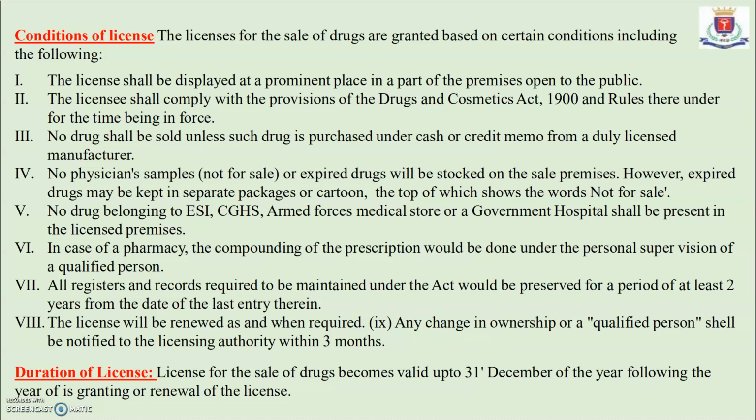First, the license shall be displayed at a prominent place in the part of the premises open to the public. The licensee shall comply with the provisions of the D&C Act 1940 and rules under it for the time being in force. No drug shall be sold unless such drug is purchased under a cash or credit memo from a duly licensed manufacturer. No physician samples or expired drugs will be stocked on the sale premises.